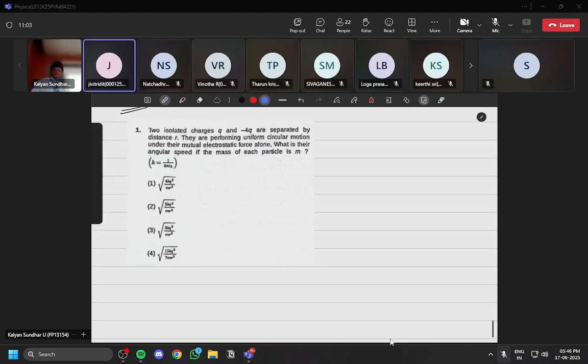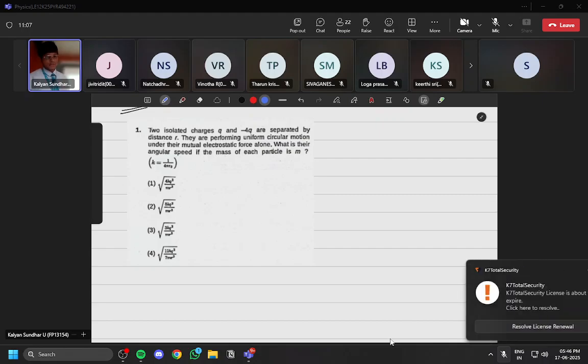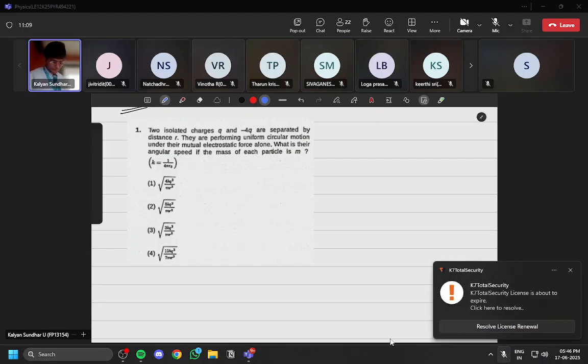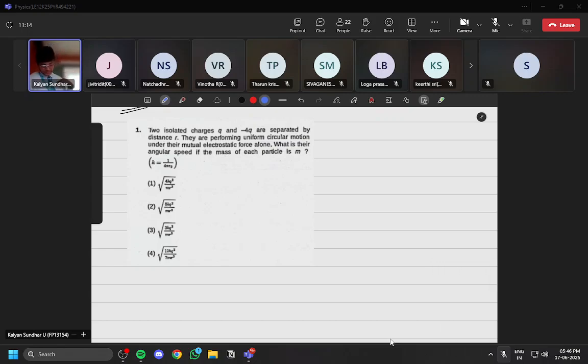Yes, sir. Right, sir. So here we have two isolated charges, Q1 and minus Q, separated by distance R. They are performing a uniform circular motion under their own mutual electrostatic force. What is their angular speed? In the diagram, this is when the charges are apart and, due to their opposite nature, the forces between them will be towards the center, correct?